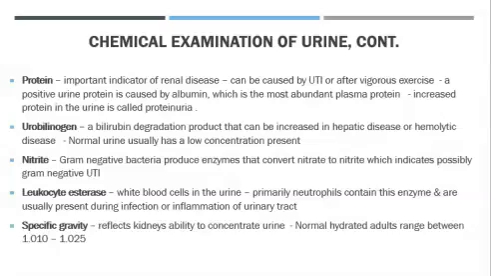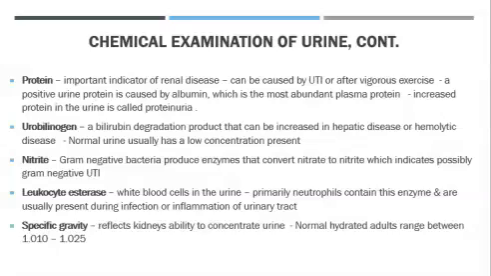The next test is the nitrite test on the indicator strip. This is produced when there's a gram-negative bacteria in the urine sample, and it happens when nitrate is converted to nitrite, and this is a possible indication of a UTI infection.